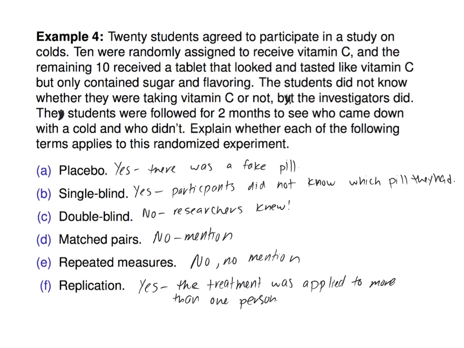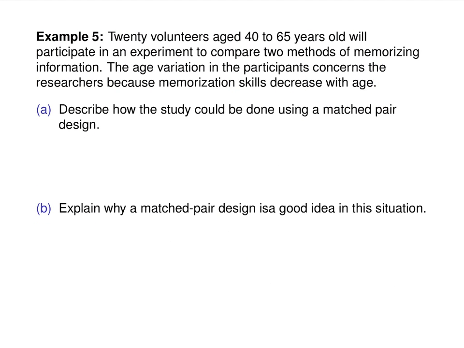Okay. So 20 volunteers aged 40 to 65 years old will participate in an experiment to compare two methods of memorizing information. The age variation in the participants concerns the researchers because memorization skills decrease with age. True story? This does happen, right?